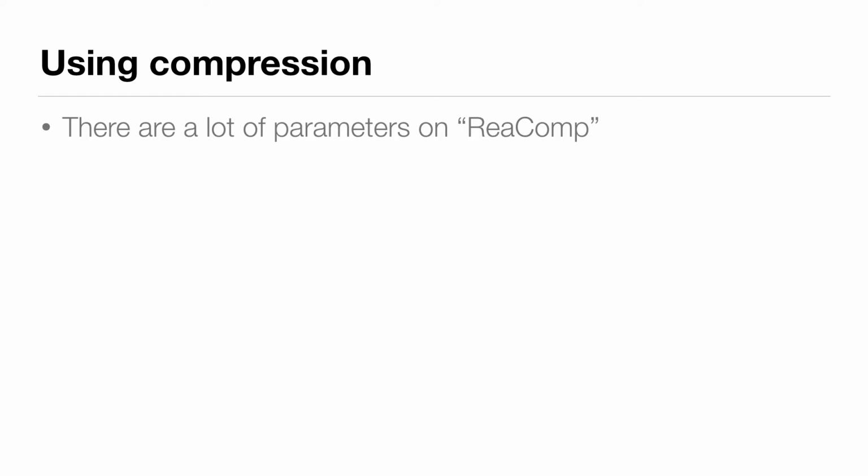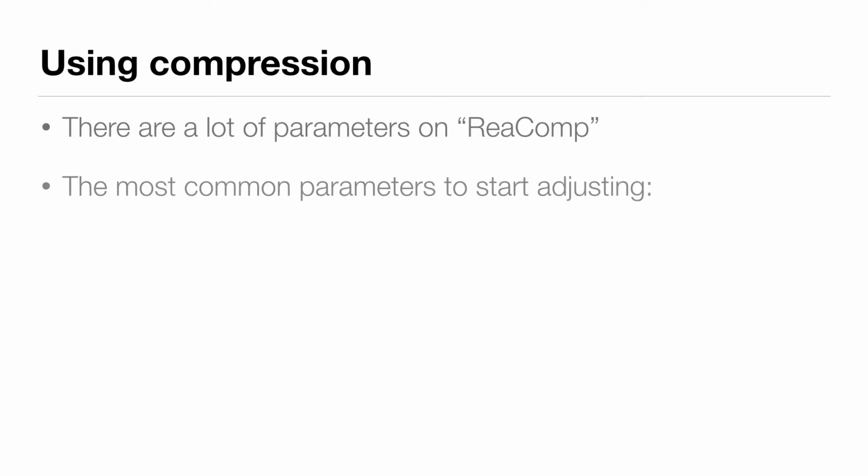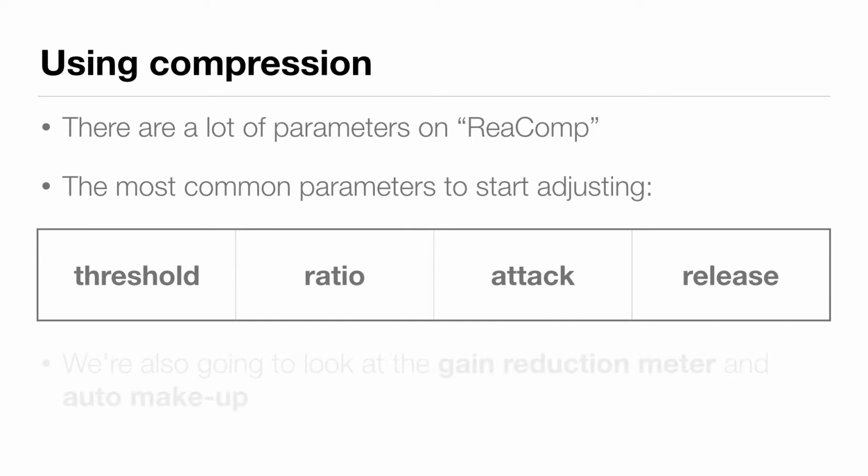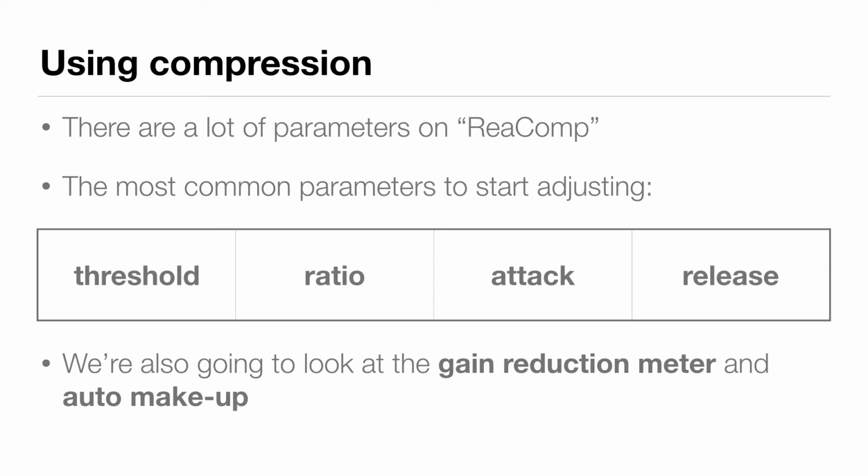Understanding how all the parameters on a compressor affect the sound takes time and practice to gain a really solid understanding. I'm going to talk about some of the most common parameters you might want to start adjusting. They are the threshold, ratio, attack, and release. And we're also going to look at the gain reduction meter and auto makeup.